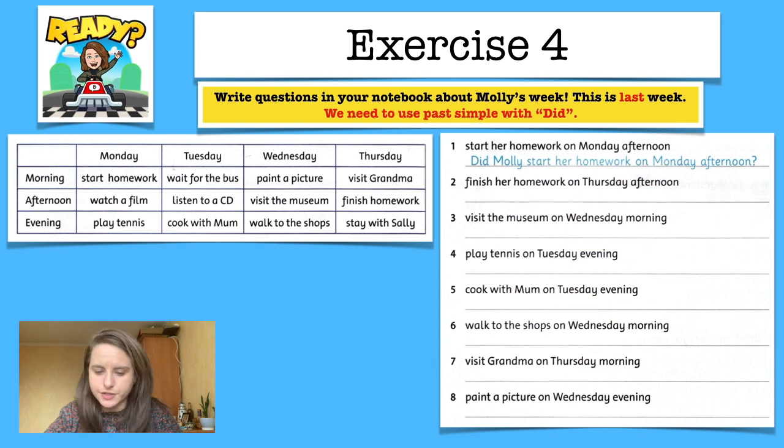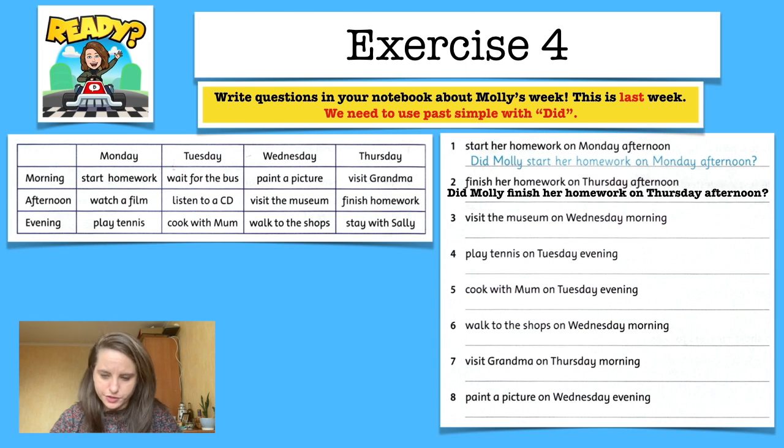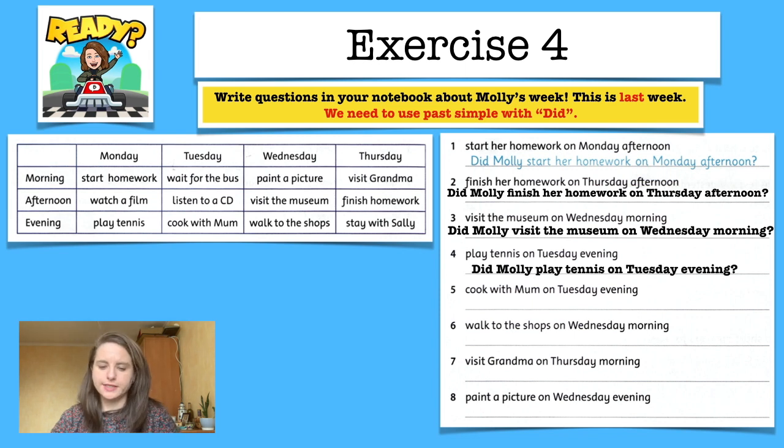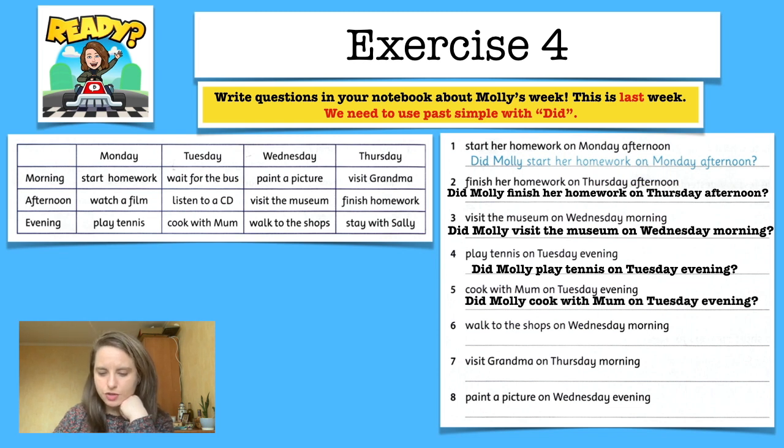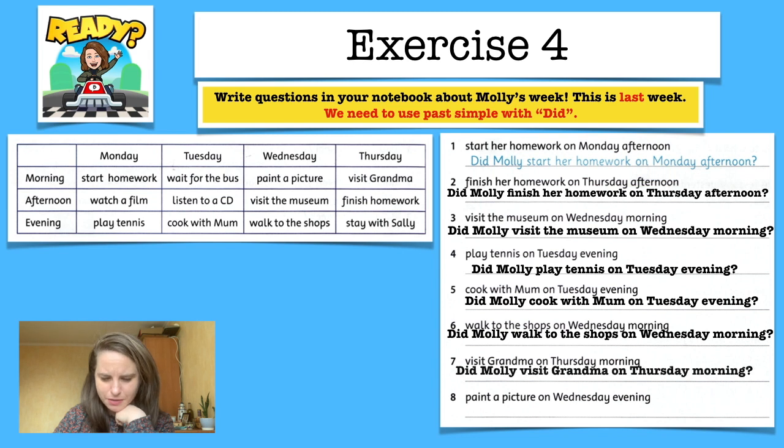Okay, let's go over the answers. Number 2. Did Molly finish her homework on Thursday afternoon? Number 3. Did Molly visit the museum on Wednesday morning? Number 4. Did Molly play tennis on Tuesday evening? Number 5. Did Molly cook with Mom on Tuesday evening? Number 6. Did Molly walk to the shops on Wednesday morning? Number 7. Did Molly visit Grandma on Thursday morning? And 8. Did Molly paint a picture on Wednesday evening? Okay, check your work. How did you do?